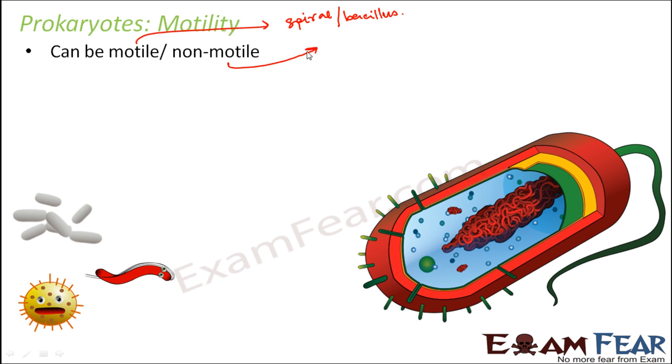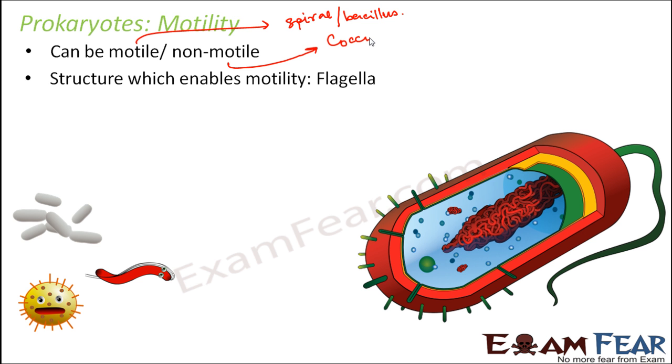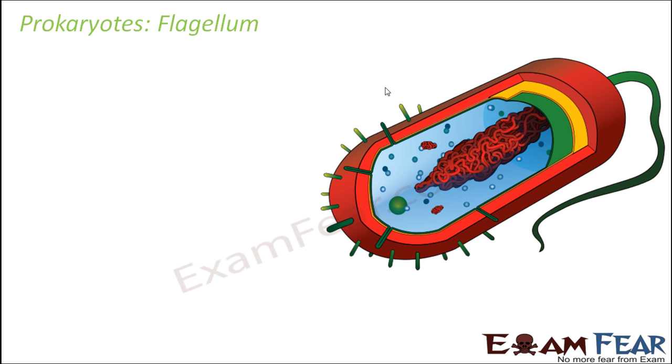When you talk about non-motile bacteria which cannot move, most of the coccus or cocci, which are the spherical bacteria, they cannot move. So it depends. Some of them can move, some of them cannot move. So how do they move? So for that they have this structure called flagella. So flagella's wave-like motion helps in the movement of the prokaryotes. Now we have already talked about flagella in case of eukaryotes, but still we want to talk about flagella in prokaryotes, because the structure of flagellum in case of prokaryotes is a little different than what we studied in case of eukaryotes. So that is why we are talking about it once again.